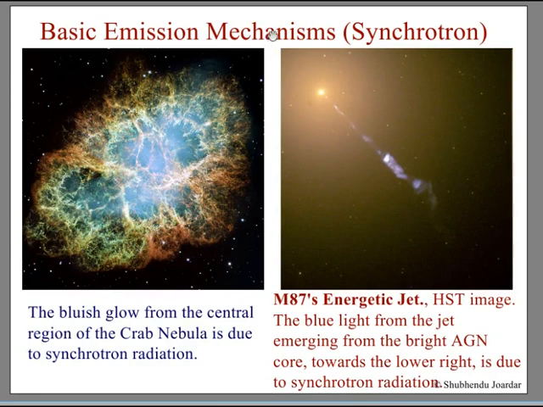Now here some examples are there. These are not actually radio figures, but still, in this figure on the left you can see the bluish glow from the central region of the Crab Nebula. This is a kind of nebula. A nebula is some sort of gaseous thing in space. You can read more about nebulas on Wikipedia and you will know what a nebula is. Crab is the name of this particular nebula, and this bluish glow, it says, is because of synchrotron radiation.